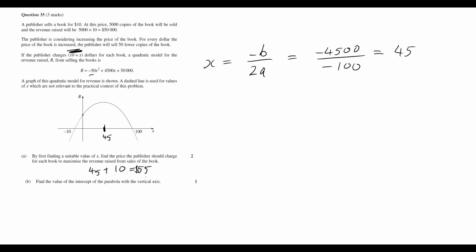Okay, part B. Find the value of the intercept of the parabola with the vertical axis. So this one's not too bad. All we need to do is find our y-intercept. That's done when we set x equal to 0. So we look back at this equation here. If x is 0, then that goes away, and that goes away, and all that's left is r equals 50,000. So that's our answer there. We can just say 50,000. Too easy. Okay, moving on.